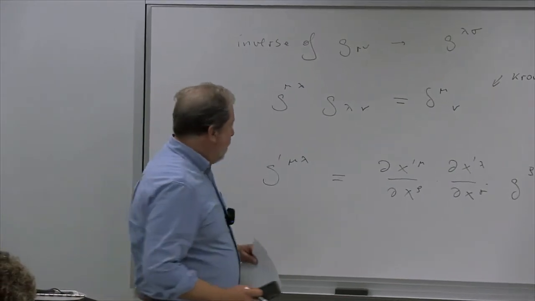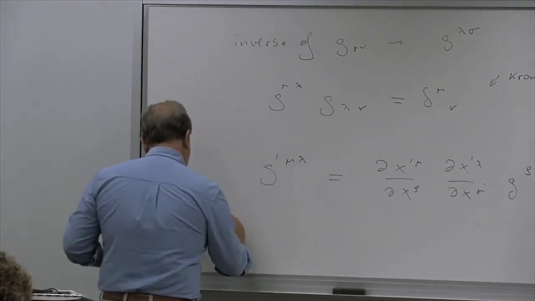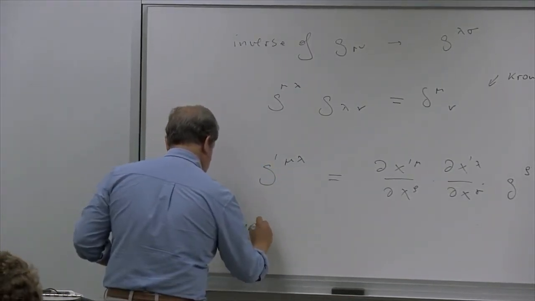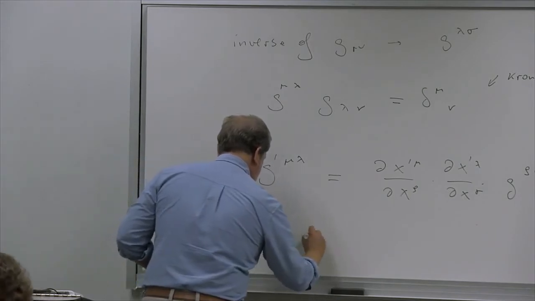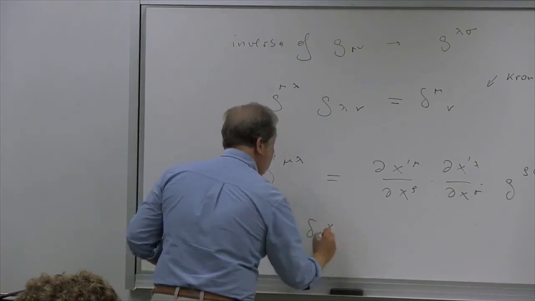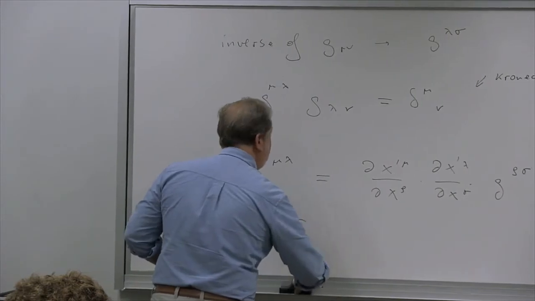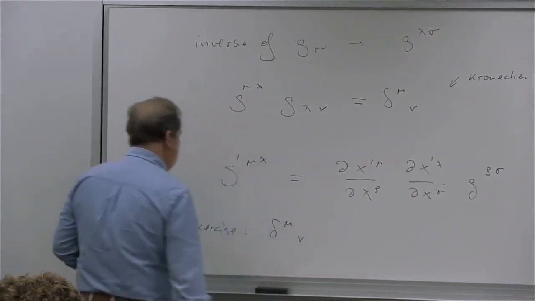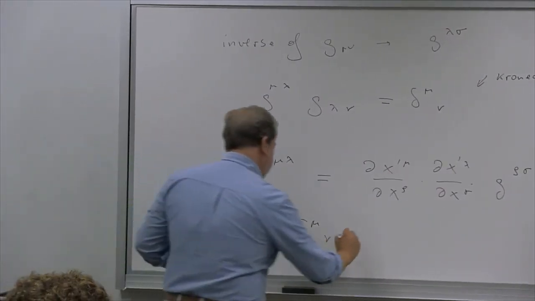And the Kronecker symbol, so exercise: delta mu nu, written the way we did it there, is mixed.